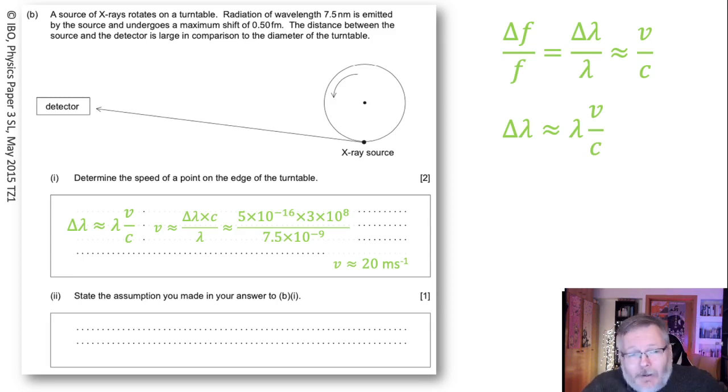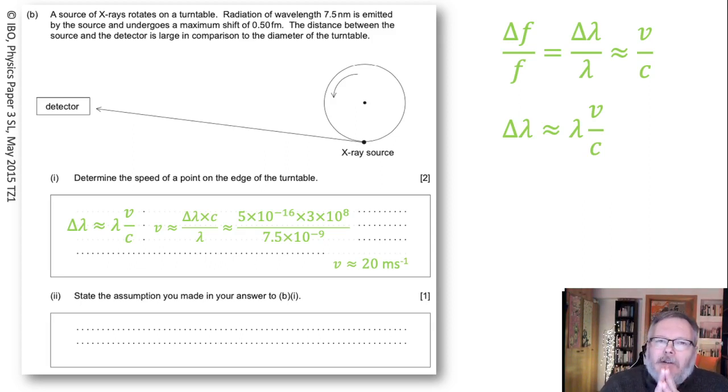Okay, so that was fine. What were the assumptions you made in your answer to B part 1? It's actually quite a tricky one. If you don't know it, I think, the assumptions are that you can use this equation. So what assumptions are that you can use this equation? Well, you might say it's the equation for light, but I actually did mention this in the previous video.